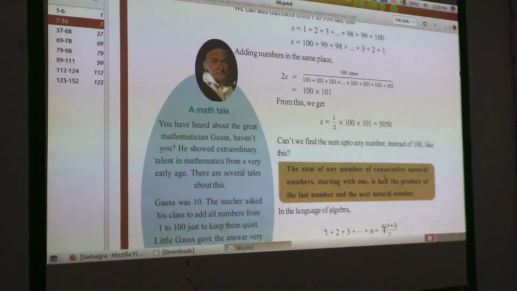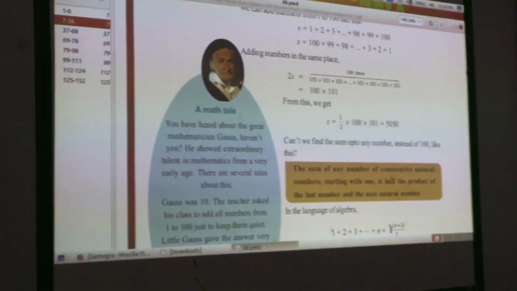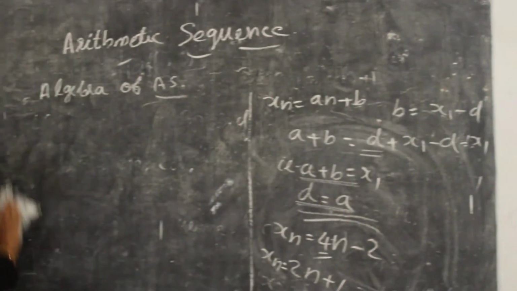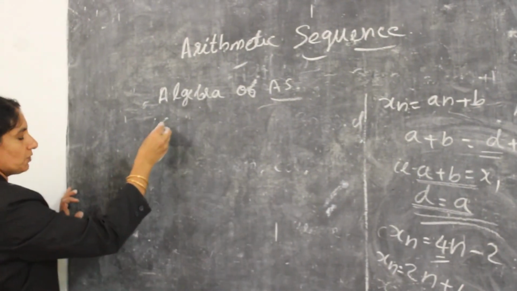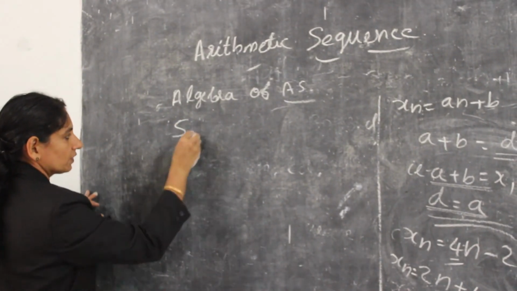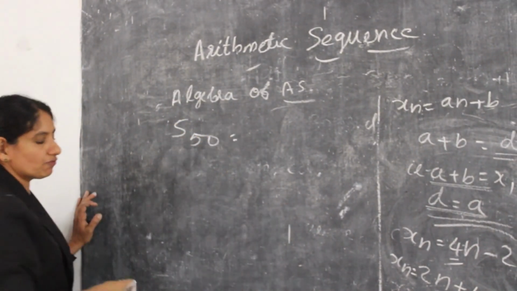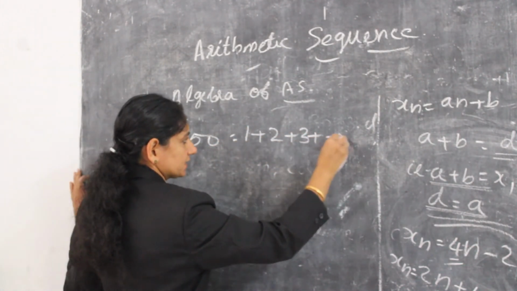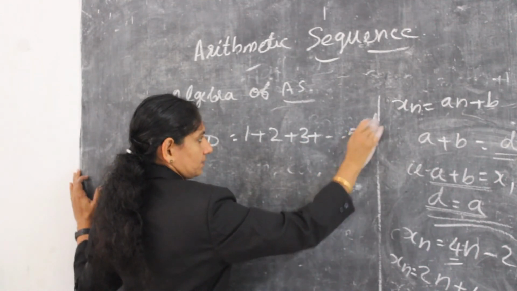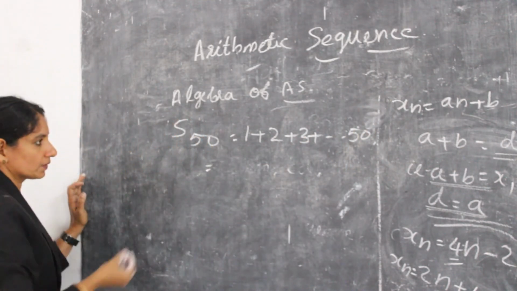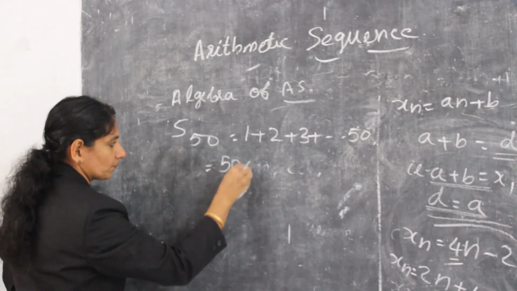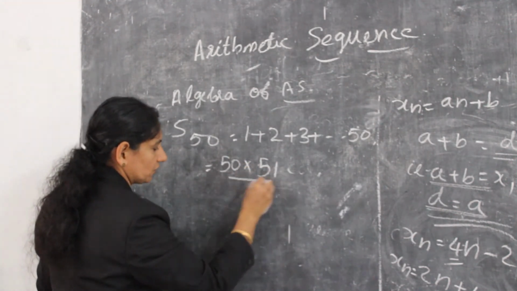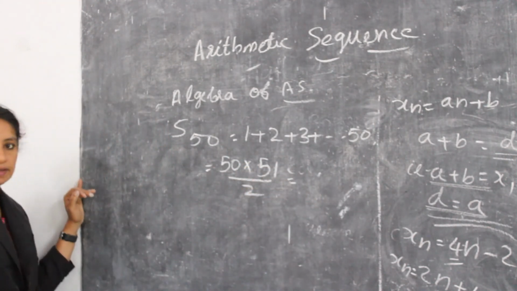For example, suppose we find the sum of 50 natural numbers. That is 1 plus 2 plus 3 plus etc. up to 50, is equal to 50 into the next natural number, which is 51. 50 into 51 by 2.